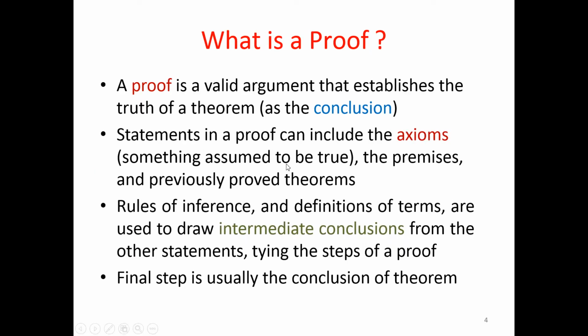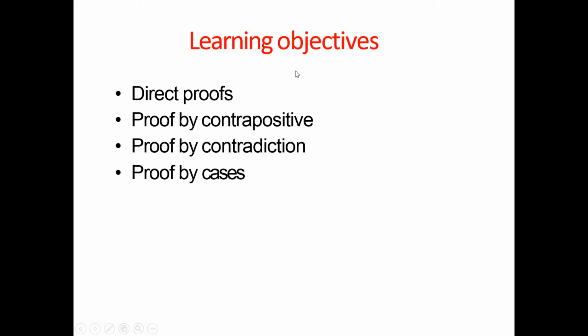So, keeping all the terminology in mind, now we know that a proof is a valid argument that establishes the truth of the theorem as a conclusion. Now, statements in a proof can include the axioms, the premises, and the previously proved theorems. Now, in order to put all this information together, we use rules of inference to achieve the final conclusion of the theorem. Learning objectives of the lecture are learning a few methods of proofs, which consist of direct proofs, proof by contrapositive, proof by contradiction, and proof by cases.